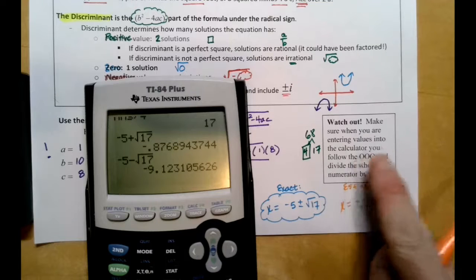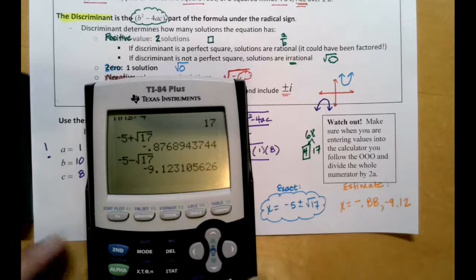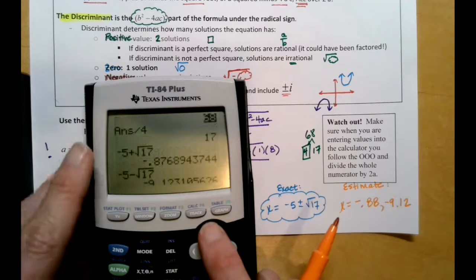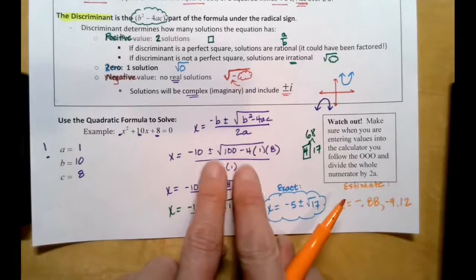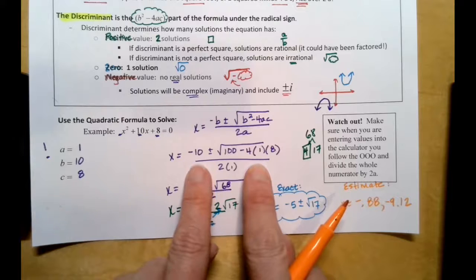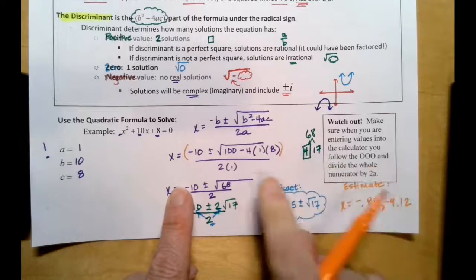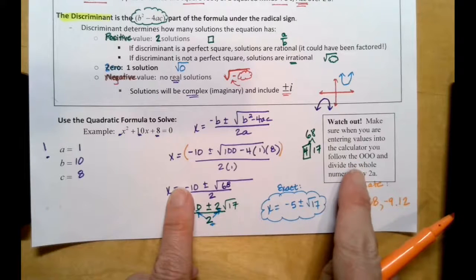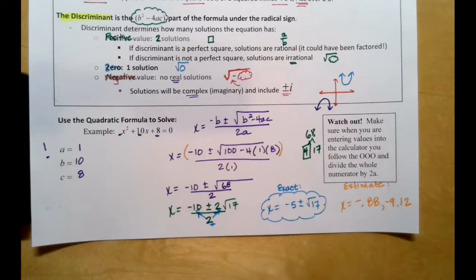Now let's read what's inside this box. Make sure when you're entering values in the calculator, you follow the order of operations. So if you notice, I did all my work in pieces. I solved for my discriminant, and I worked through. If you try to enter too much into the calculator, make sure that you are remembering this entire expression needs to be divided by 2. So you need to make sure that the entire numerator is divided by 2a. So you won't make mistakes if you break it into pieces.